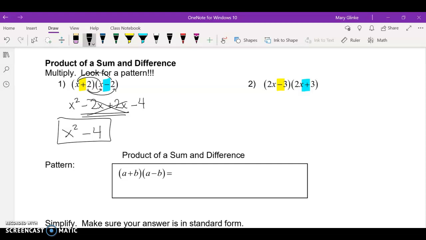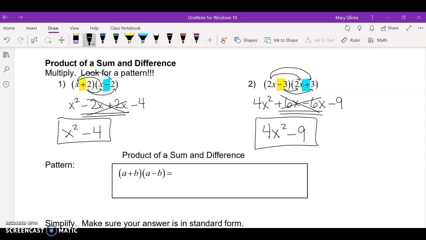So let's see what happens with number 2. You do 2x times 2x, so we get a 4 and then x squared. We're going to do a 2x times a 3 to get 6x. We're going to do a negative 3 times 2x to get a negative 6x. And a negative 3 times a 3 to get a negative 9. We're going to combine the like terms, but once again, these middle two terms have a positive 6 and a negative 6. So those undo each other, and so the middle term is gone. We have 4x squared minus 9.